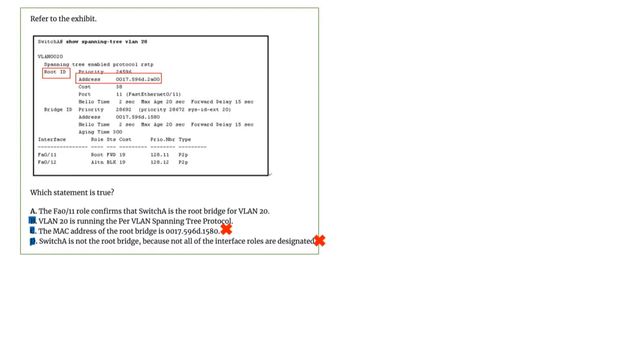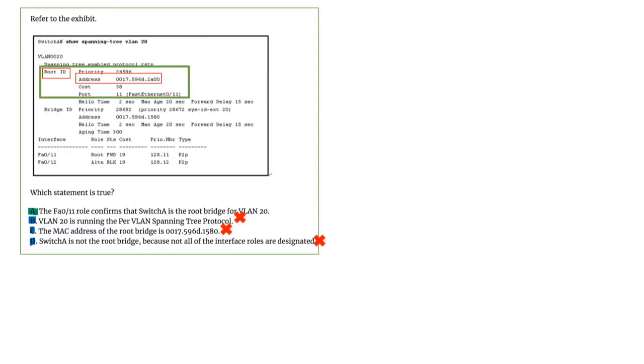Now let's evaluate statement B. VLAN 20 is running the per VLAN spanning tree protocol. There is no such thing as the per VLAN spanning tree protocol, so this answer is incorrect. It is not true. Now we're evaluating statement A, which we know is correct.